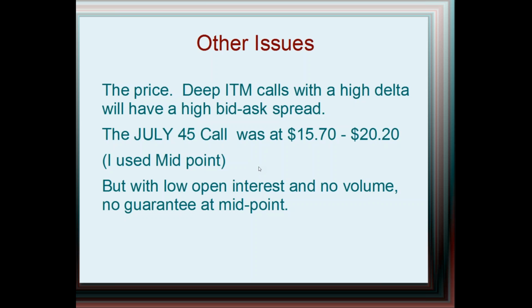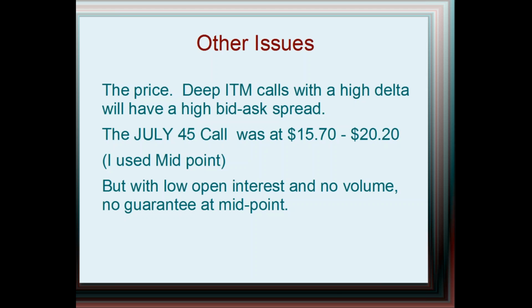And I don't mean the cost. What I mean is the actual reality of getting that price at $17.95 that I showed in this example. And I did choose the one that had open interest when I looked at the historical chain. The deep in the money calls with this higher delta of closer to 1 are going to have a wide bid-ask spread. I should have said wide instead of high there. They're going to have a wide bid-ask spread. On March 2nd at the close, the July 45 call we looked at had a bid-ask spread of 15.70 to 20.20. And so I used the midpoint of 17.95, okay?